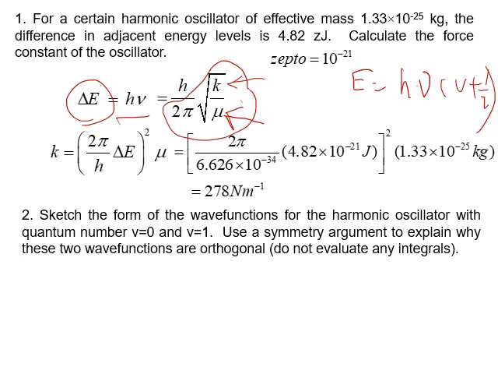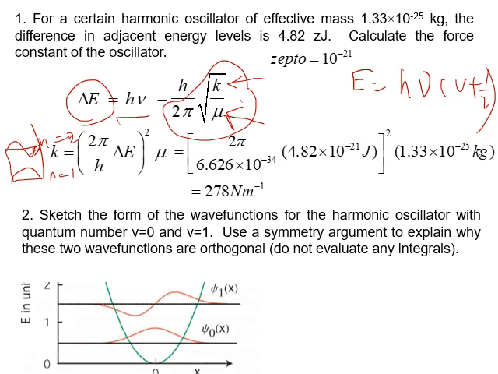So if you remember the 1D box model, the first one, n equals 1, is a half wave. And the second one, n equals 2, you have one wave. Okay, so similarly for the vibration of the harmonic oscillator, here the quantum number of the first one is not 1 but 0, and then v is 1.